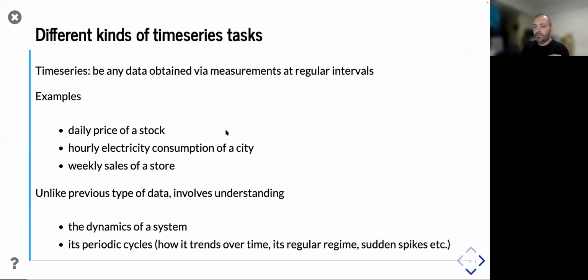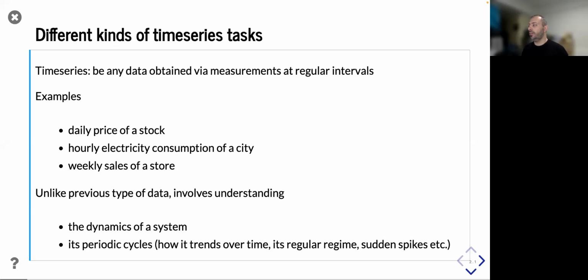So unlike previous kind of data, like the image data that we saw or tabular data, the specific kind of data involves the understanding of two things. First of all, the dynamics of a system. So if something changes, one of the features changes now, how will this change other features maybe in the future? And also that there are some periodic cycles, usually in this kind of measurements. So how it trends over time.